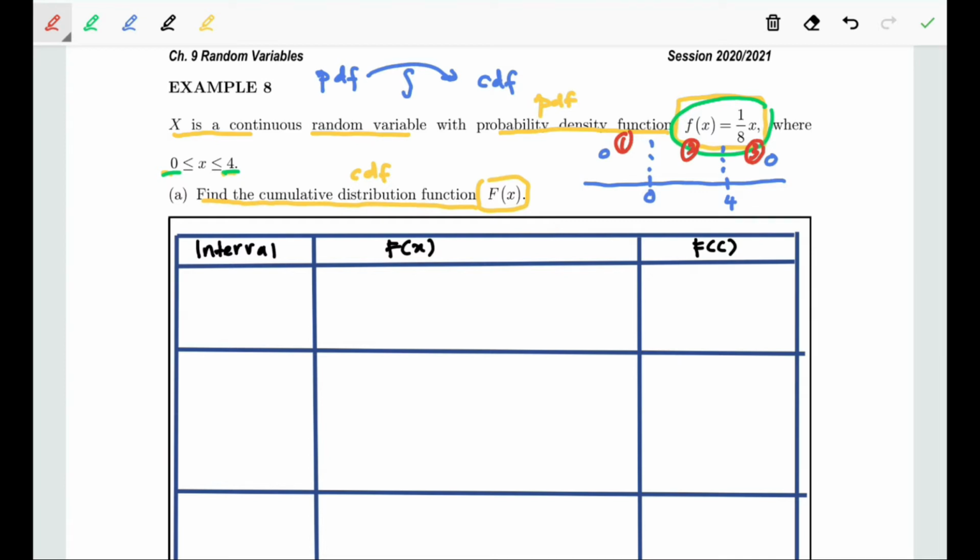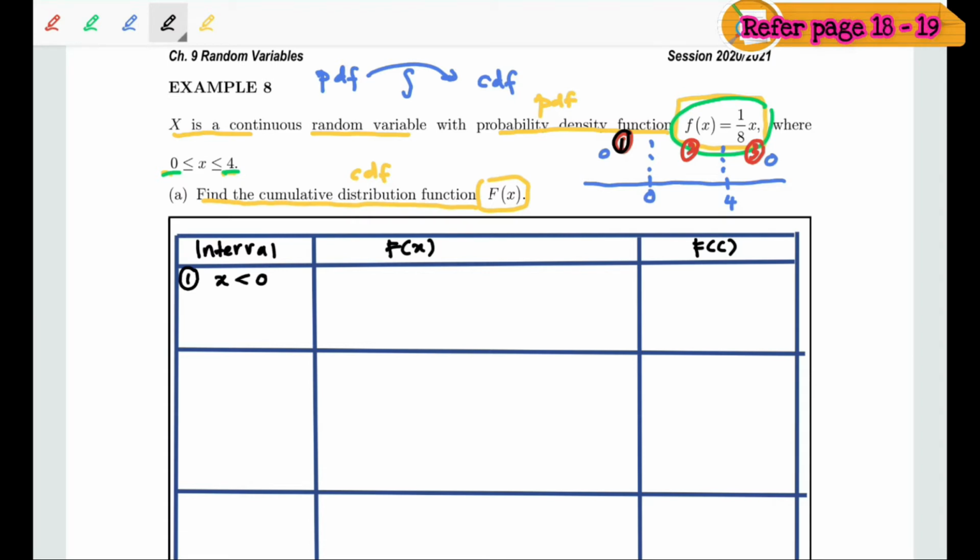So to find the CDF, we're going to write it in the form of a table. This is just optional, to make your working more systematic. So we're going to start with the first interval. Okay, this is the first interval. So this interval actually refers to x less than 0.